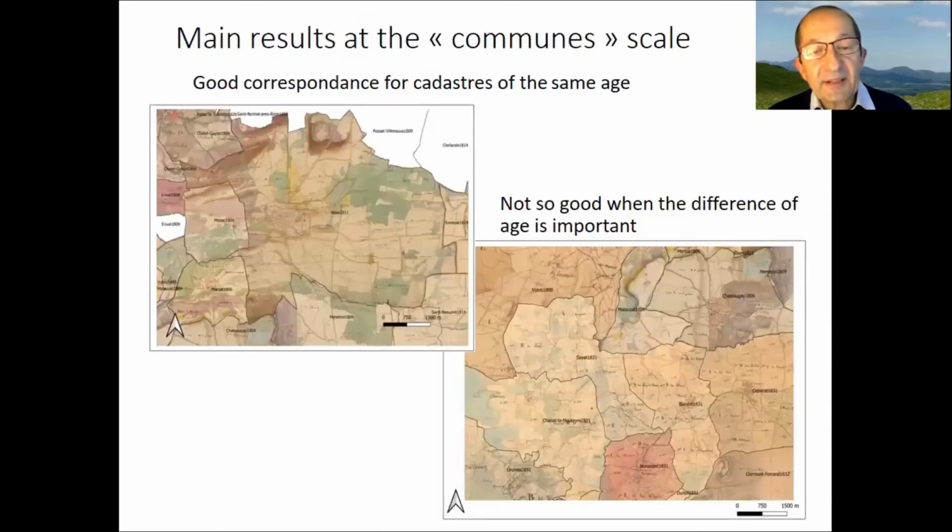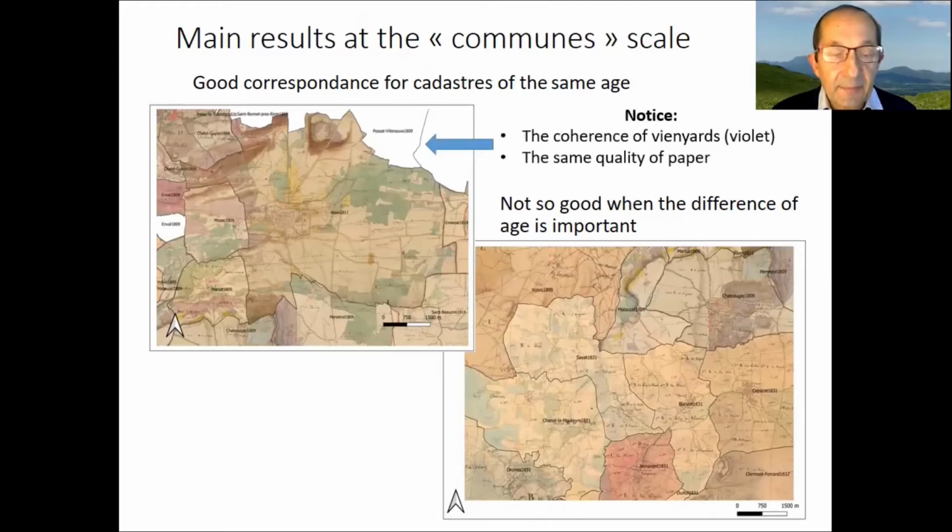Okay, just to give an idea of the results, on the left hand, you have several communes that have been cadastered at the same period. And what is very interesting is to see that there is a very good coherence from one commune to another one. Violet color represents vineyards, and you see that the limits are very good on each side of the borders. And the paper has the same quality, so there's not a lot of changes in colors from one commune to another one.